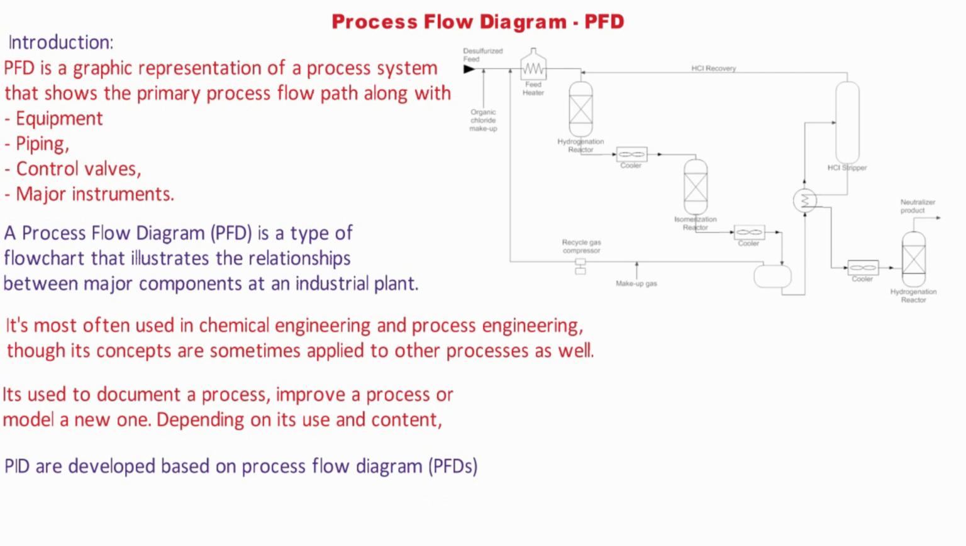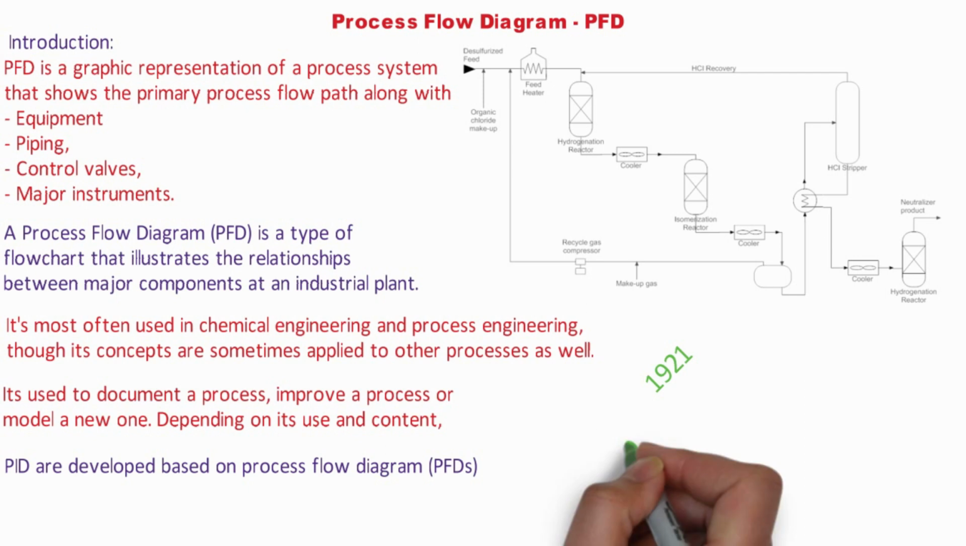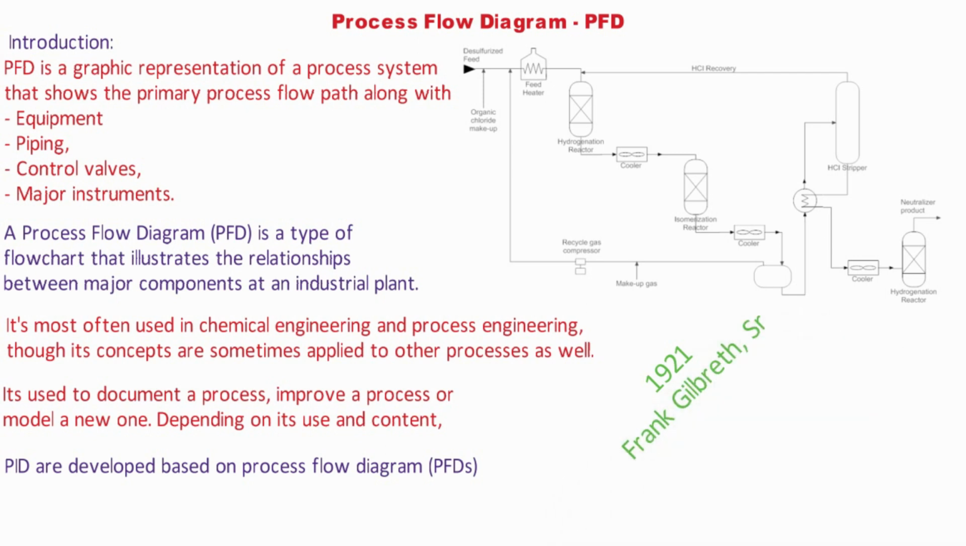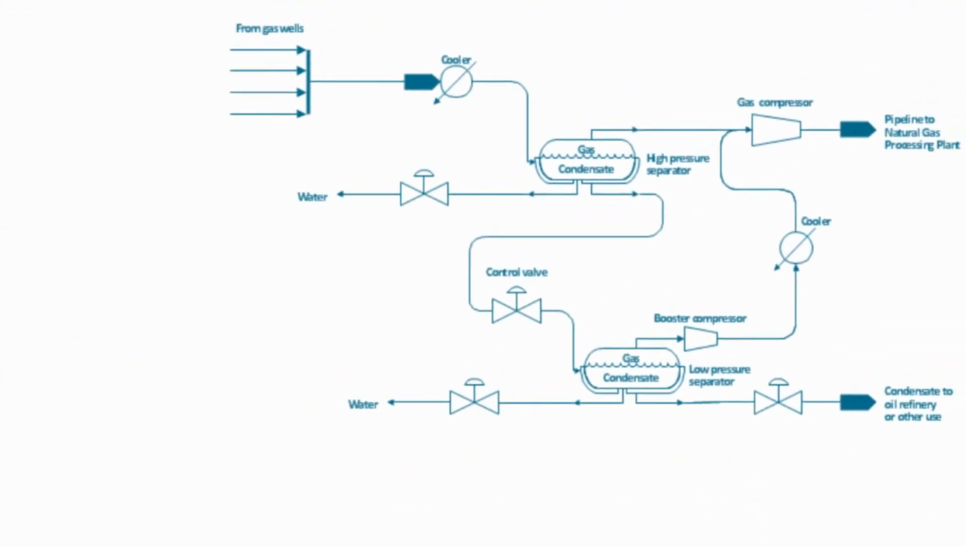Now, let's just go back and talk about its history first. This type of diagram has its roots in the 1920s. In 1921, industrial engineer and efficiency expert Frank Gilbreth Sr. introduced the flow process chart to the American Society of Mechanical Engineers, that is ASME. Over the next several decades, the concept spread through industrial engineering, manufacturing, and even business in the form of business process diagrams, and information processing in the form of data flow diagrams and other chart types.